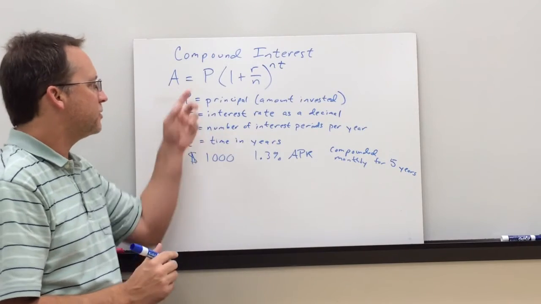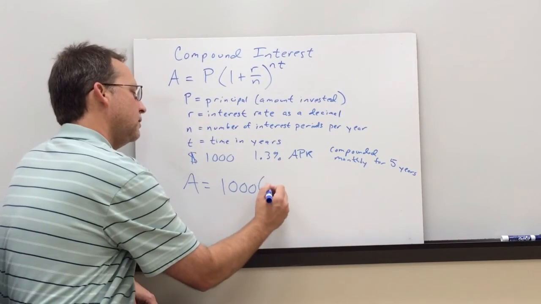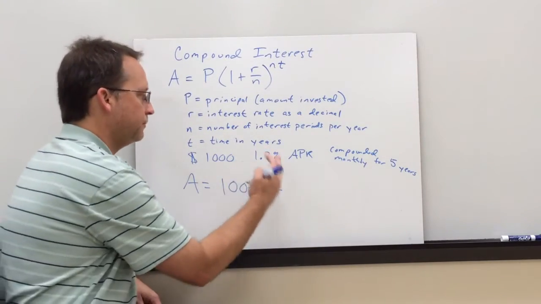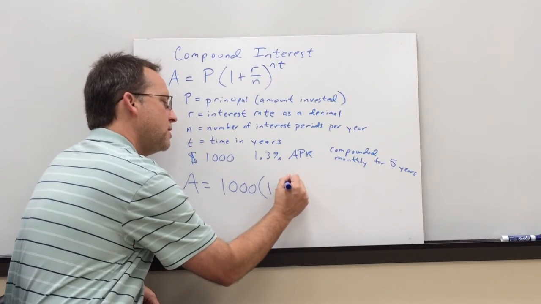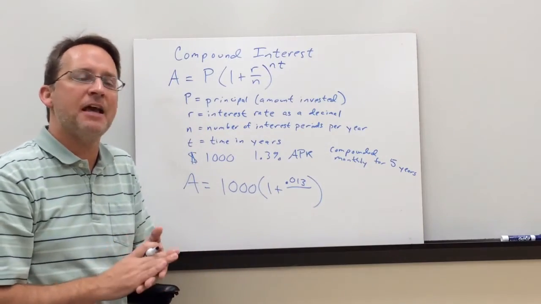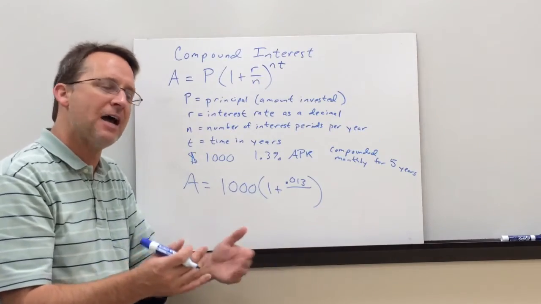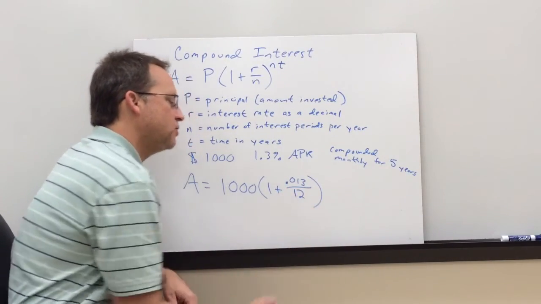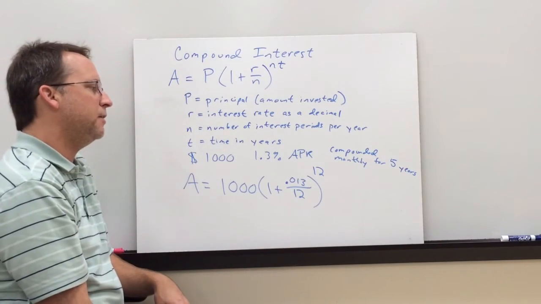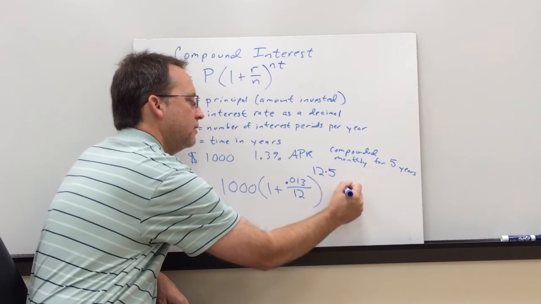So $1,000 is my principal. So the amount I'm going to get at the end is $1,000 times 1 plus this 1.3%, which I need to change to a decimal. 2 places to the left, so that's 0.013. N is the number of interest periods every year. If my interest is being compounded monthly, then I'm getting interest 12 times every year. That N value is 12. Notice that's that same N value up here. And then the time in years is 5 years.